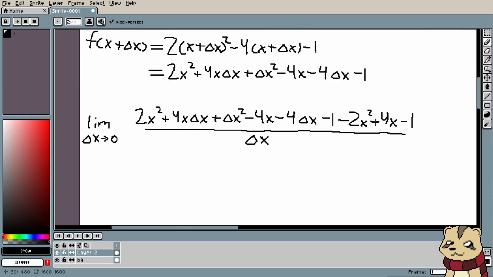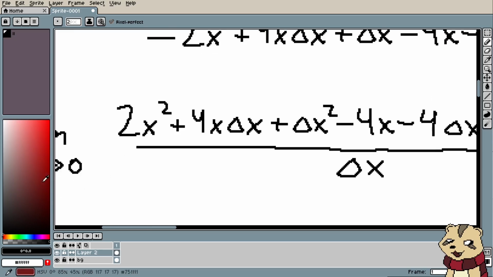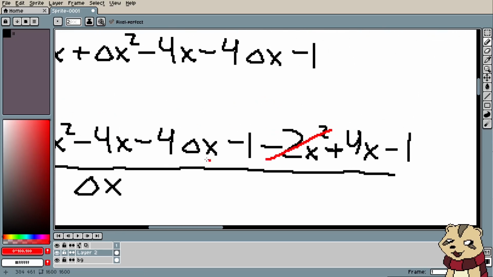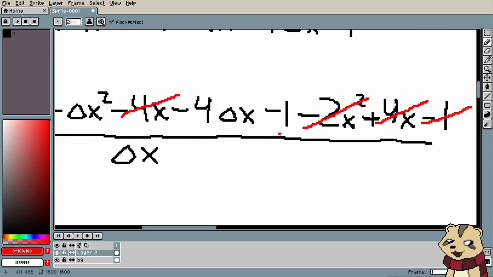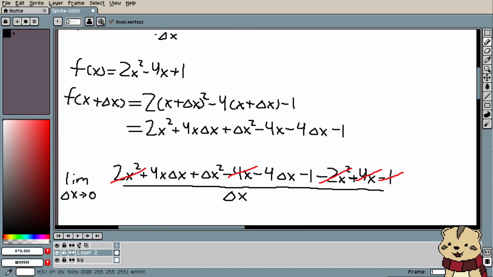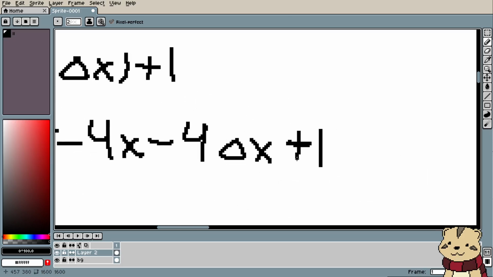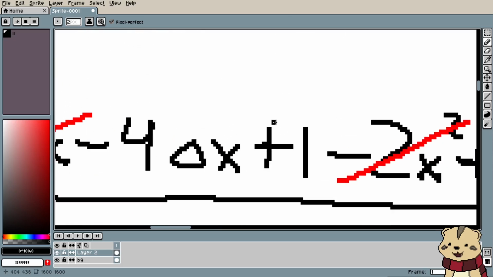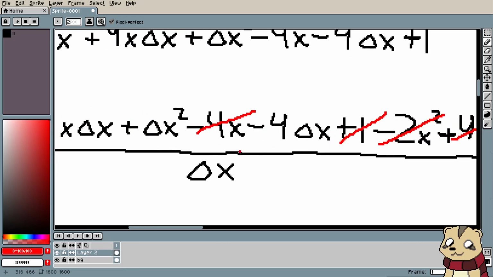One thing to note is there's a lot of cancellation that happens. This 2x squared and this minus 2x squared, this plus 4x, this minus 4x, this minus 1. And I just realized, I believe I messed up because I copied minus 1 here when it should be a plus 1, which means that should be a plus 1 and that should be a plus 1. That's my bad. All right, so the minus 1 and then the plus 1 here.